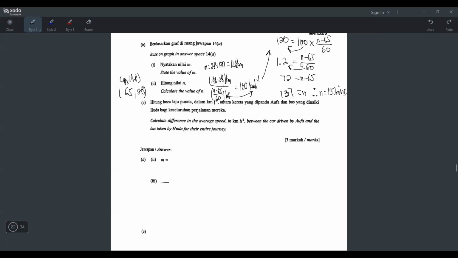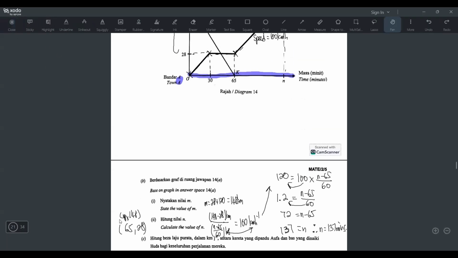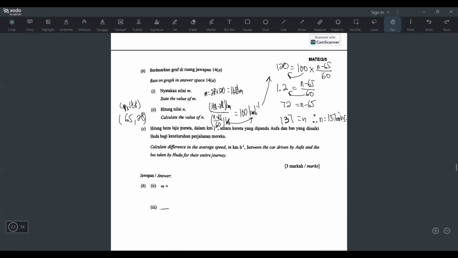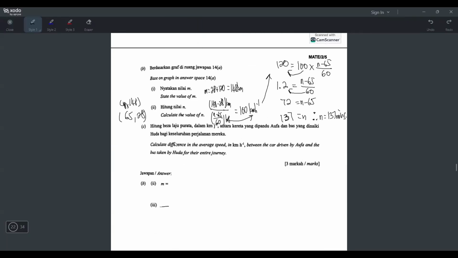But after you do all this working, the n will be in minutes. The final answer will automatically be in minutes already. I hope you understand. Now we can do our last part. Part C says: calculate the difference. Difference means big minus small.